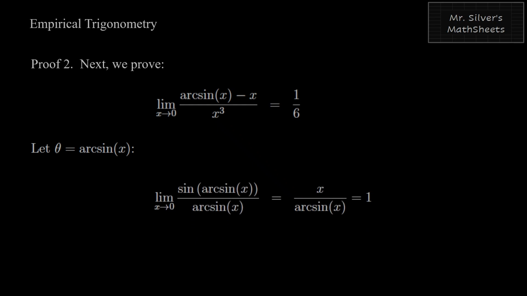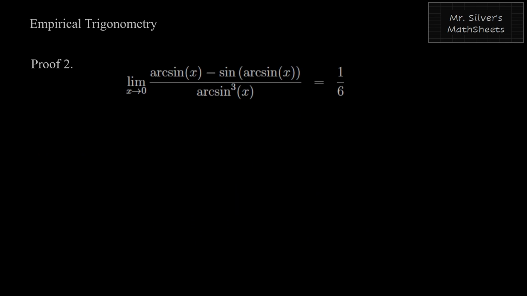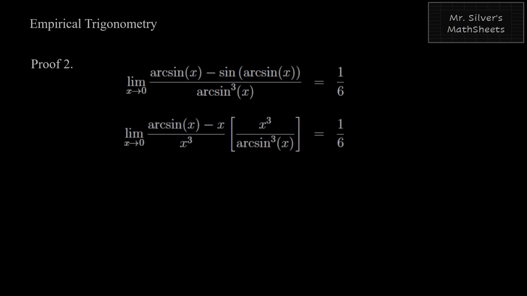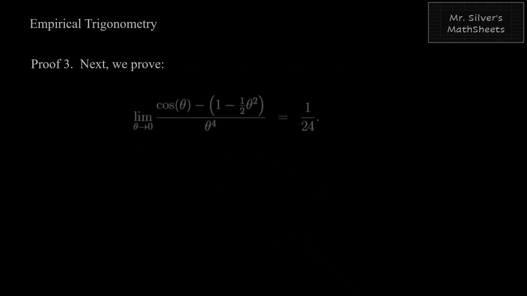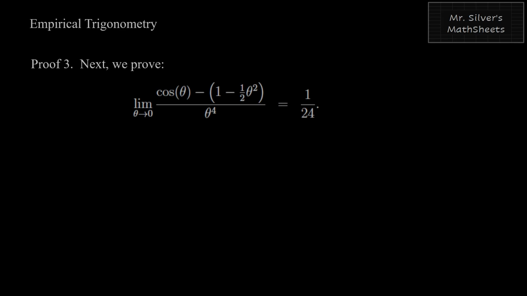For arcsine, we're going to use basically the same result, the same limit, but we're just going to plug in the relationship that theta is equal to arcsine of x. And then we'll pull out an x cubed over arcsine cubed of x, and we'll show that that's equal to 1. So the arcsine of x approaches the same limit.